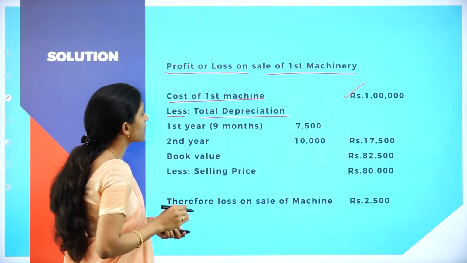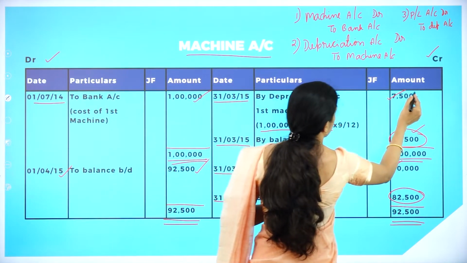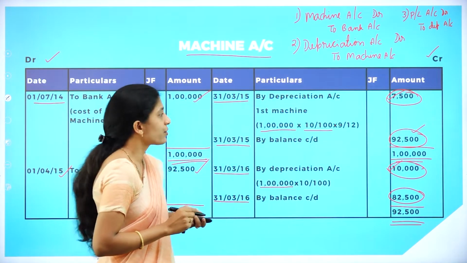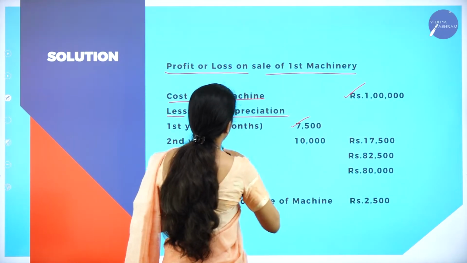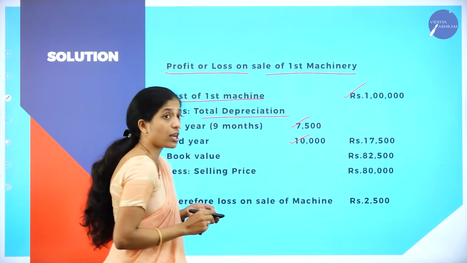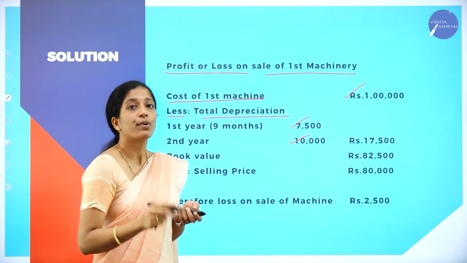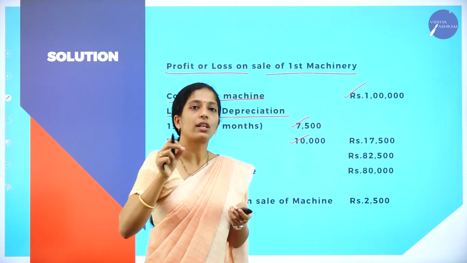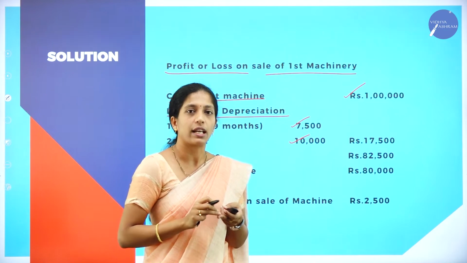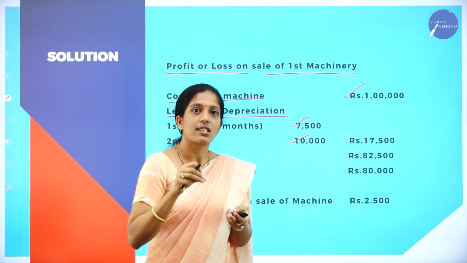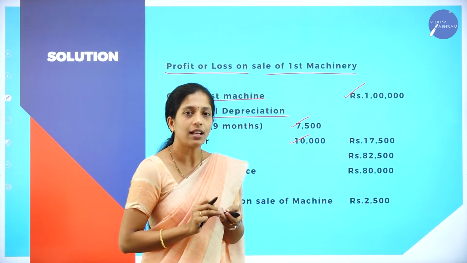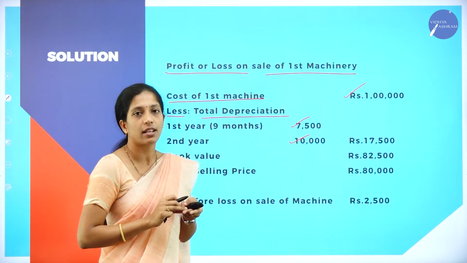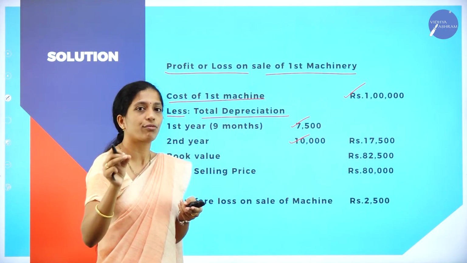Now what is the total depreciation in the last 2 years? In the first year, what was the depreciation? It was 7,500, whereas in the second year it was 10,000. We are not going to calculate on the third year because in the beginning of the third year only the machine was sold. Suppose it was sold in between or at the end of the financial year, then for the duration it was there in that financial year we have to calculate the depreciation. But here in this problem, the machine was sold at the beginning of third year only. So no need to calculate depreciation for third year.